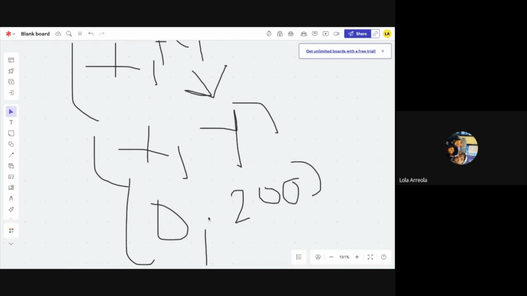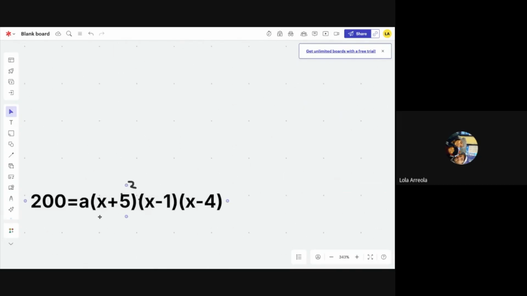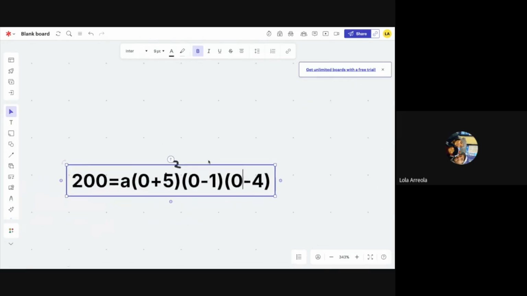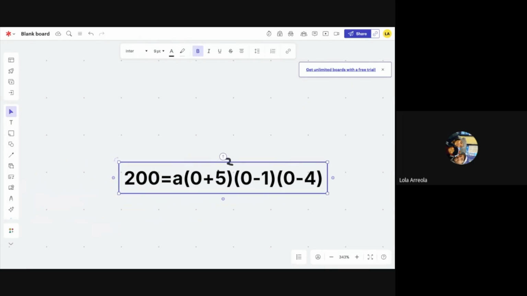This is my x. This is my y, or my f of x. So 0, I plug in for x. Everywhere I see x, I'm going to put 0. All right, so do you guys see how I used the point (0, 200)? All I did was use the value. For x, I plugged in 0. And for y, or f of x in this case, I plugged in 200. And my goal is to solve for a.